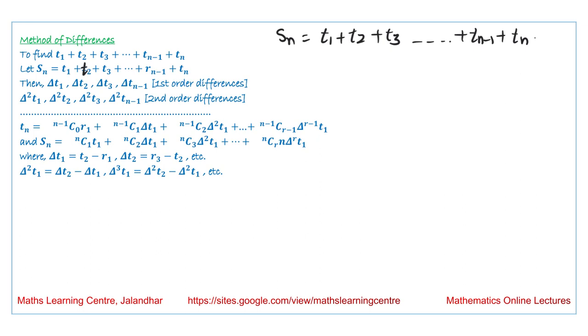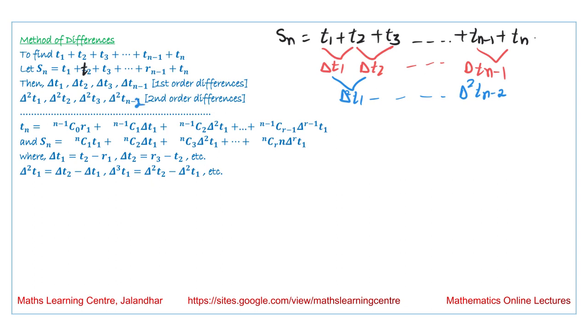Then we are talking about the first order differences. First order differences means the difference of these two, which we write as delta T1. The difference of these two we write as delta T2, and continuing in this way, the difference of these two we write as delta Tn minus 1. Then we talk about the second order differences. The difference of these two we write as delta square T1, and so on up to delta square Tn minus 2.